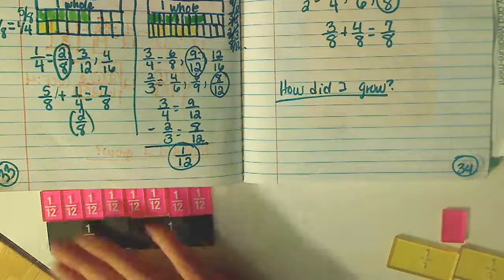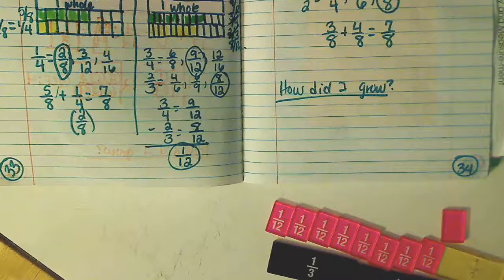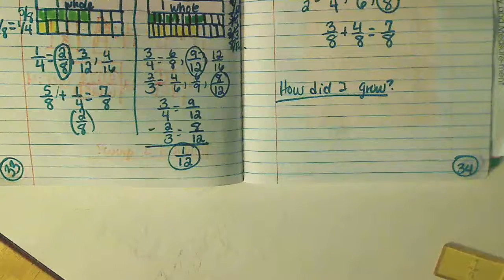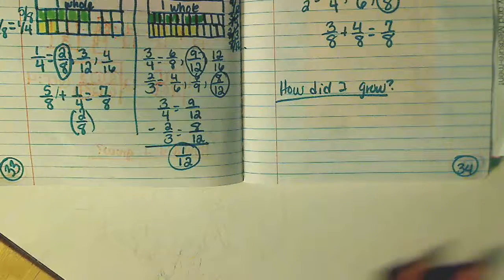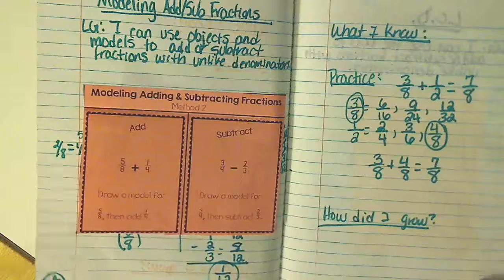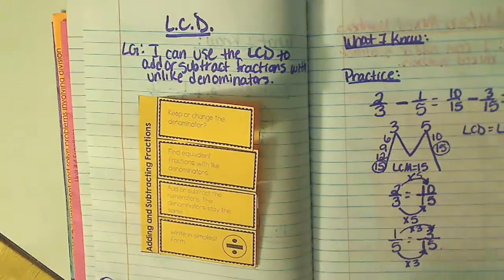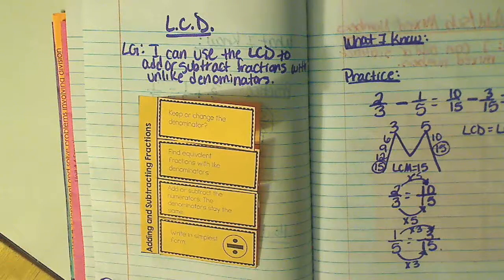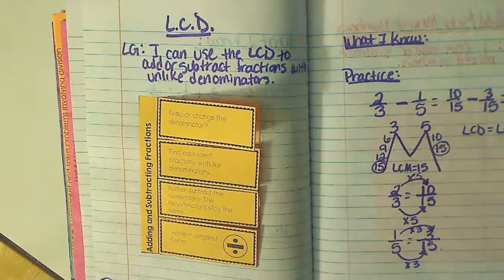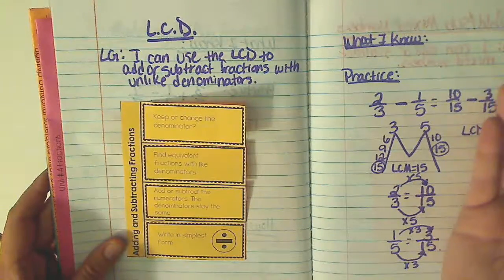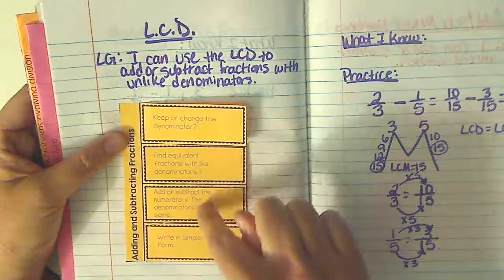So we spend a day really using the models and going over those and really understanding what these models mean. After we spend a day using the models, we then move on to LCD, or the least common denominator. And when we are looking at least common denominator, it's basically now saying if we took the fraction bars away, we've got to have a way to be able to solve adding and subtracting fractions with unlike denominators. And so we've got 4 steps that we do.